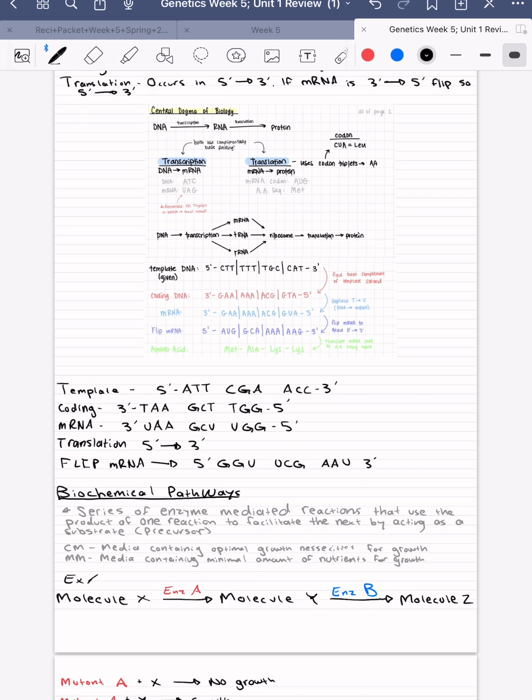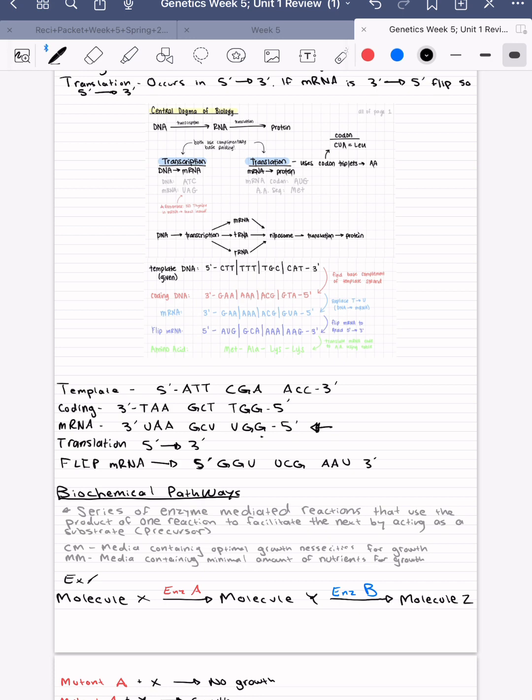And something I want to note, when going from mRNA to protein, translation can only occur in the 5' to 3' direction. So if we look at this mRNA, it's going from the 3' to 5' direction. So in order to translate this, we have to flip it. So we would write down the 5' side, and then we would simply read it backwards and write it down.